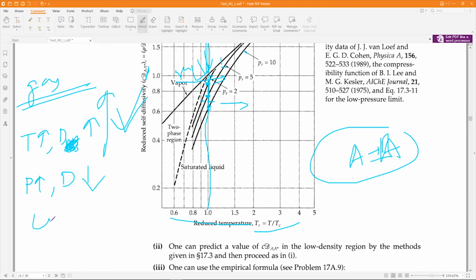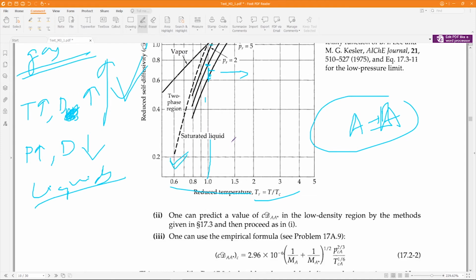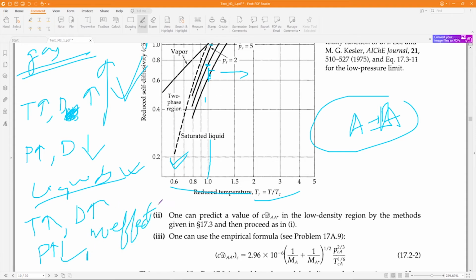Okay, now let's consider liquids. If you consider liquids, you can see the dotted line. This is for liquids. I'm talking about self diffusivity. If you increase the temperature, same trend, it is increasing, right? So diffusivity will increase if you increase the temperature for liquids also. What about pressure? Increase or decrease, there is no line here. So there is no effect on the diffusivity with increase or decrease in pressure. So diffusivity is independent of pressure for liquids.